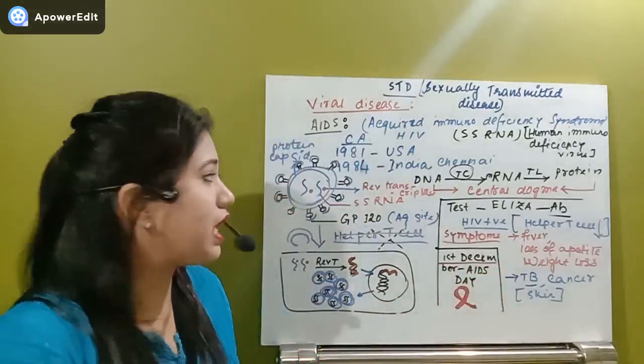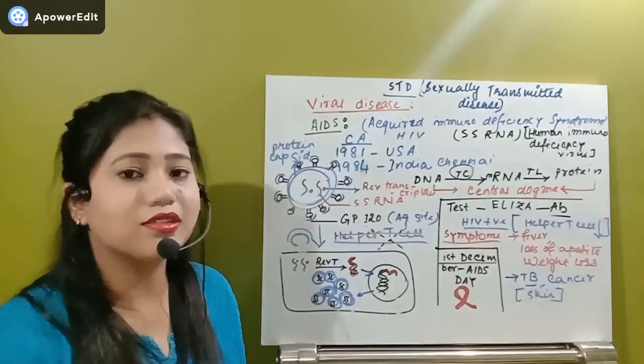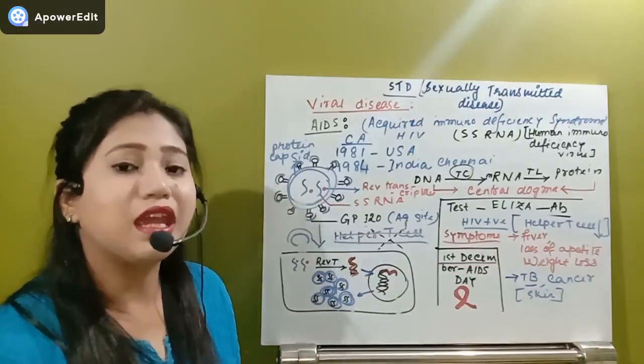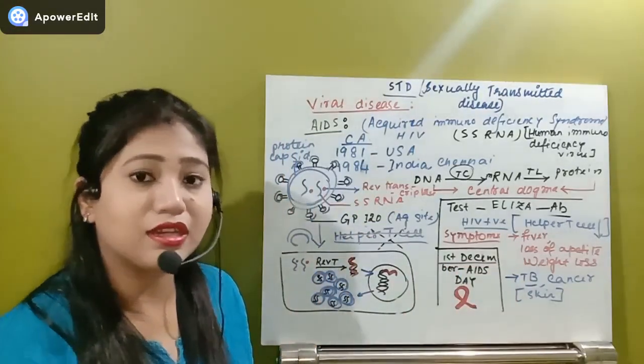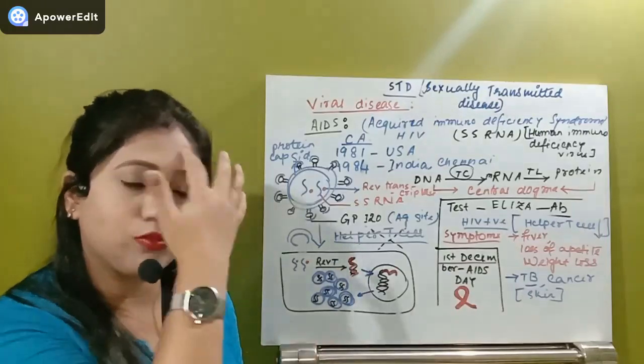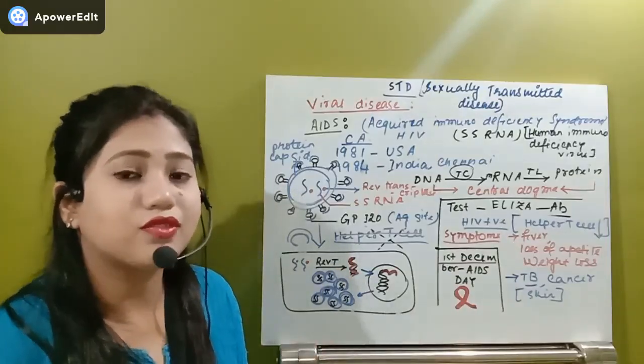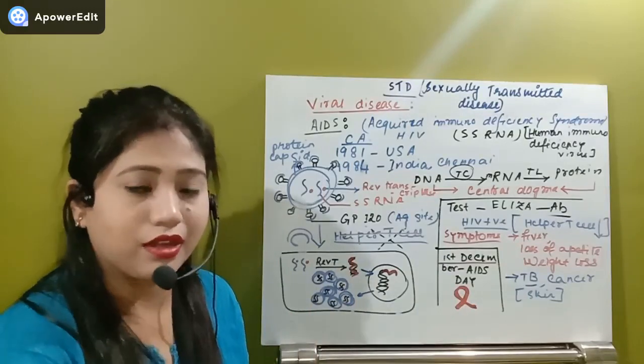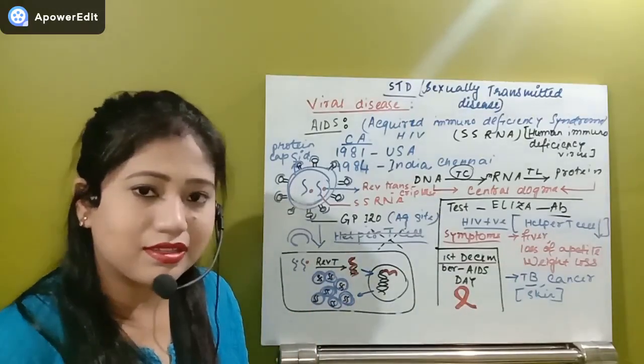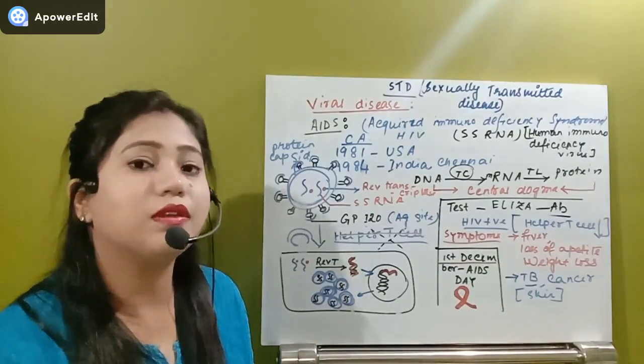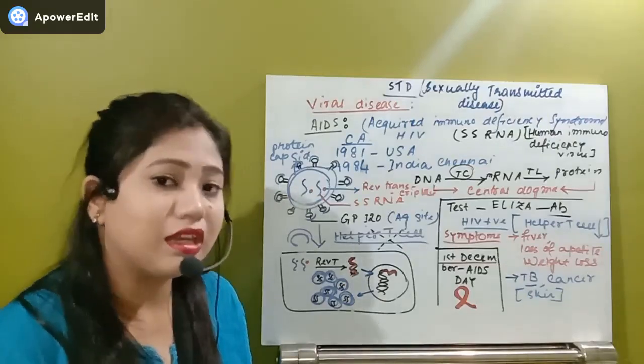So that is about AIDS, the disease and virus. You have to know all of it. In the human health and disease chapter, and in another chapter after it, we have to see in detail about the virus, how actually it infects the cell. All of these things we will once again discuss in the next chapter.